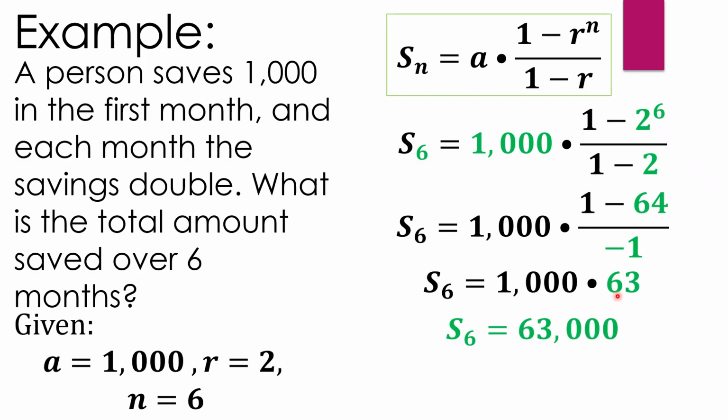And as I always remind you, if you have a word problem, the answer must be in words as well. So therefore, the total savings in 6 months is 63,000 pesos.